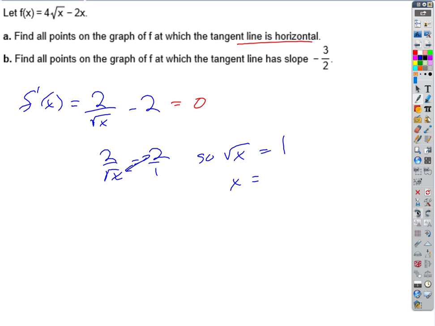I just get 1. And I'd have to check that, because quick review of solving radical equations: if I take both sides to a power, I have to always verify that the results work, because you can introduce extraneous solutions. So if I plug 1 in there, does it work? Yes. The original, it does. Square root of 1 is 1, 2 over 1 minus 2 is 0. Okay. So I'm not going to do this one, but how would I solve part 2? I would just set it equal to negative 3/2 instead of 0, right? And solve that. Okay? No big deal.